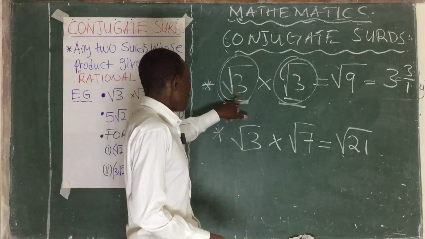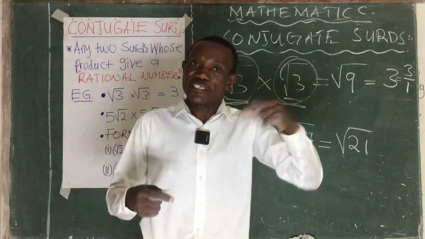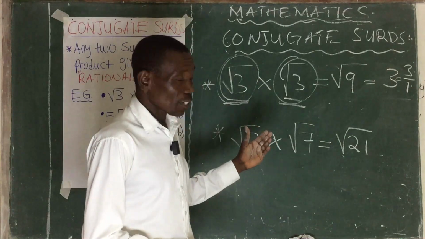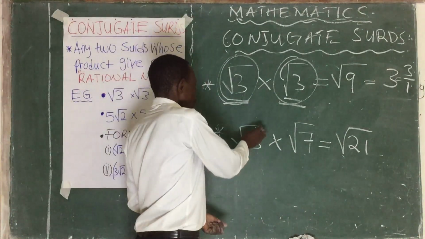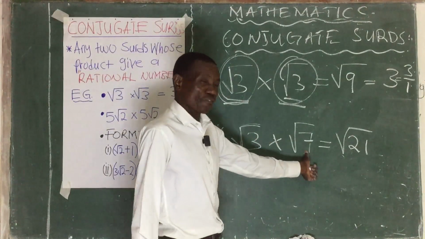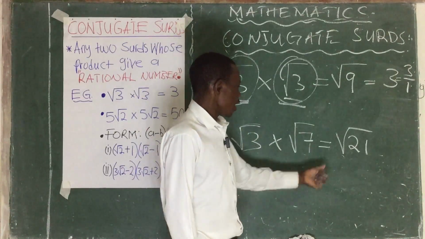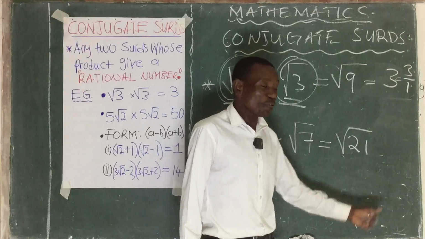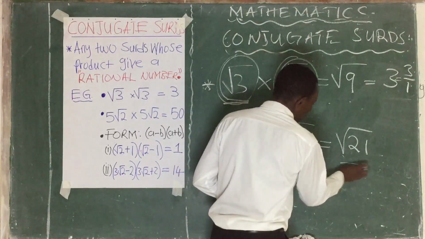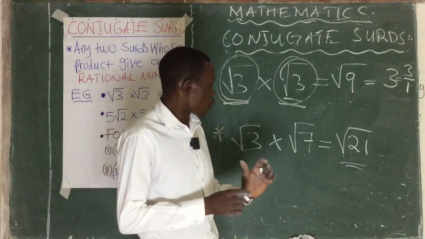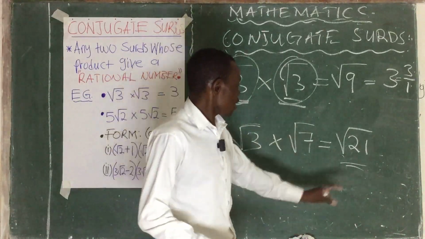So it's more like root of 3 is a conjugate of itself. That's what we say there. But now if you talk of root of 3 and root of 7, this operation in multiplication gives us root of 21. Root of 21 is not a rational number.